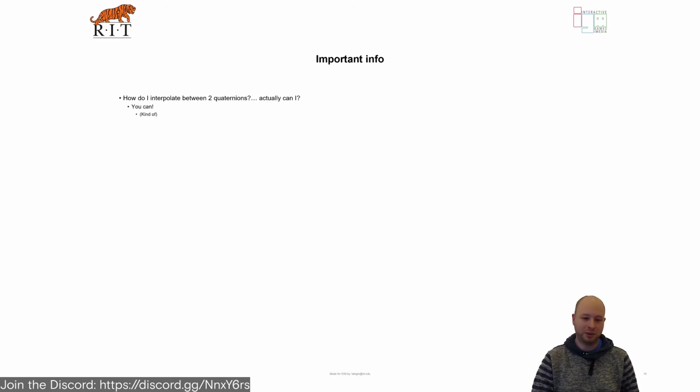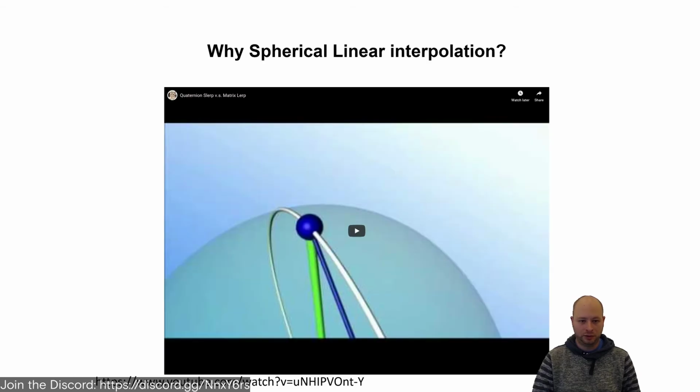So how do you interpolate between two quaternions? We use slerp, which effectively means spherical linear interpolation. That's sort of what I was talking about before. So this is going to show you a little bit about slerp.